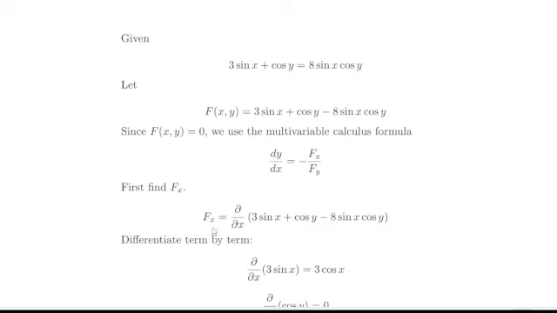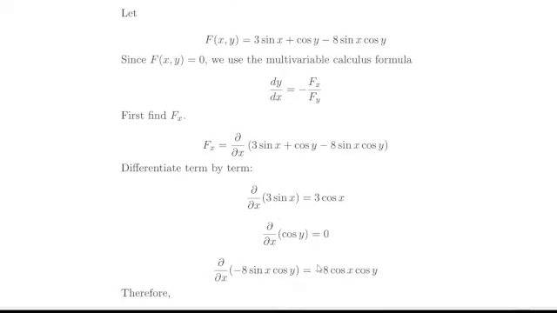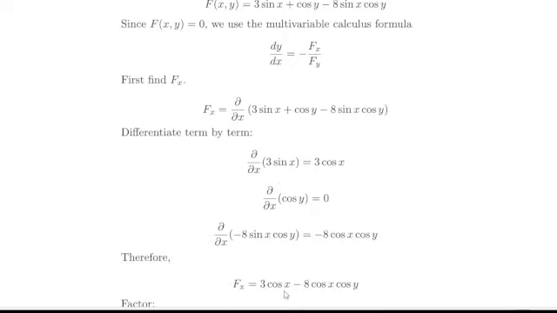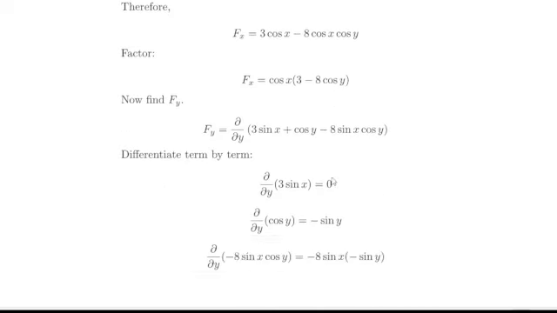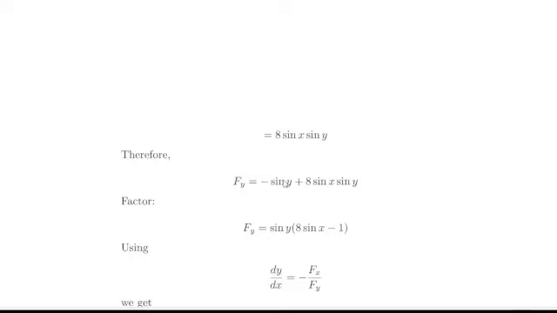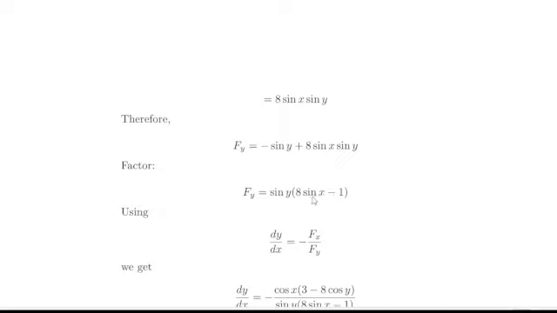So to find the partial of f with respect to x, we take the derivative with respect to x, and we end up getting 3 cosine x minus 8 cosine x cosine y. And now we need to take the partial of f with respect to y. So that's just going to be negative sine y plus 8 sine x sine y. So we can factor out a sine y from both terms and have 8 sine x minus 1 in parentheses.